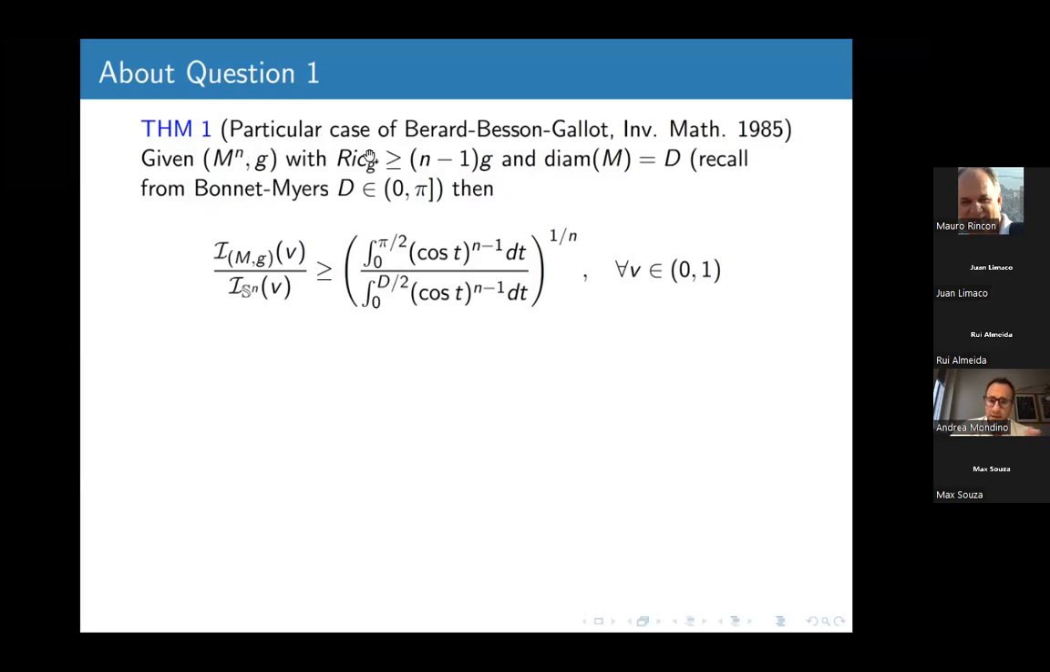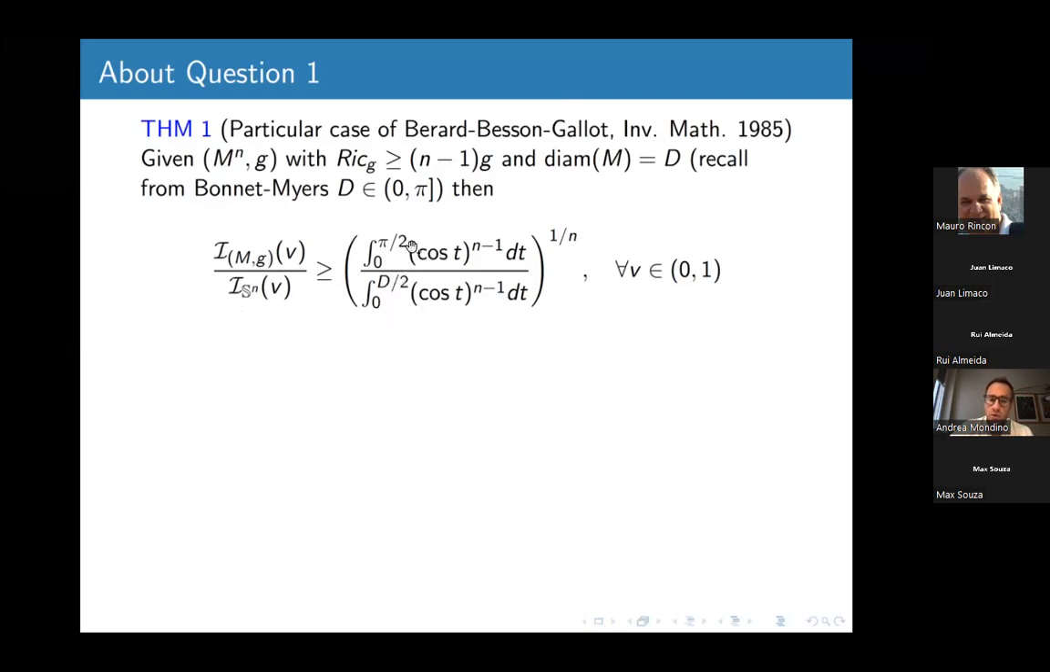Okay, then under this assumption, Ricci curvature bounded below by n-1 and diameter equal to d, we can find a lower bound on the ratio between the isoperimetric profile function of the manifold and the isoperimetric profile function of the sphere for every v. And it is explicit, and you can bound from below by this ratio.